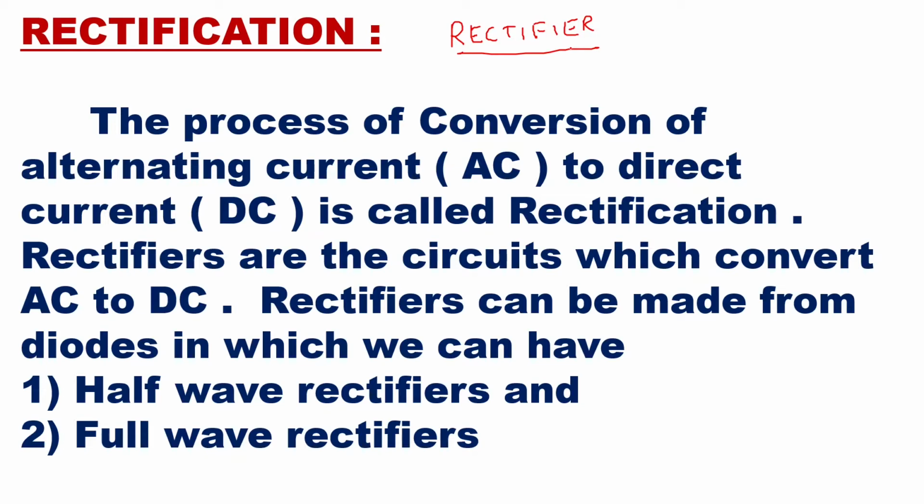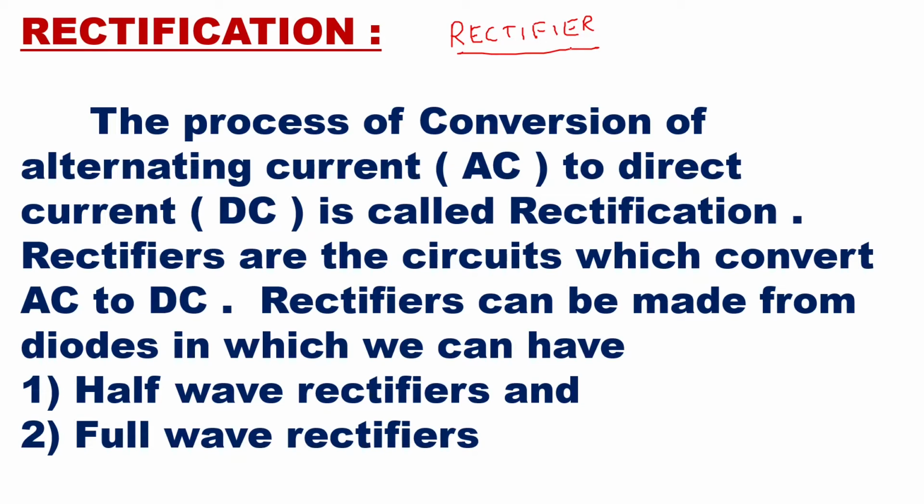Rectifiers can be made from diodes, in which we can have a half-wave rectifier. In a half-wave rectifier, we use only one diode, a PN junction diode. And in full-wave rectifiers, depending upon which full wave, whether it is center tap or bridge type, we can use either two diodes or four diodes. So multiple diodes are used in full-wave rectifiers, and a single diode is used in a half-wave rectifier.